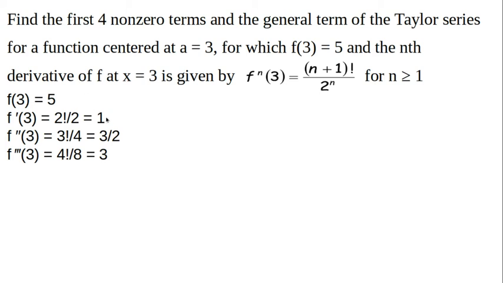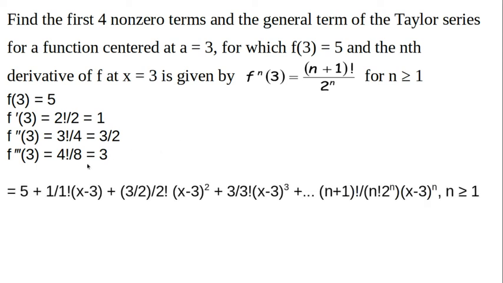So now that we have these 4 non-zero terms, we're going to replace our nth derivative with these values and write out our formula. So our first term is going to be 5 plus 1 over 1 factorial x minus 3 to the 1, because we're centered at 3. Then 3 halves over 2 factorial x minus 3 squared plus 3 over 3 factorial x minus 3 cubed. All right, so when we write out our terms, these are the terms that we're getting, and this is not simplified. We're just writing it out.